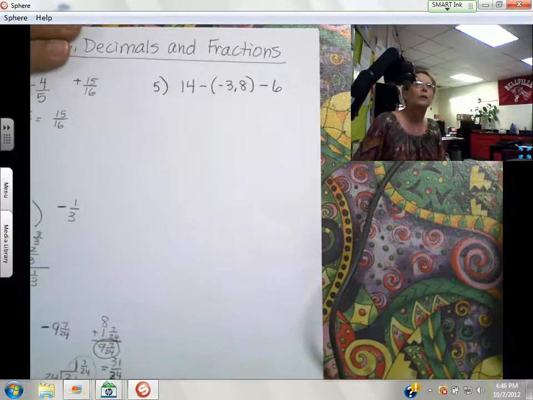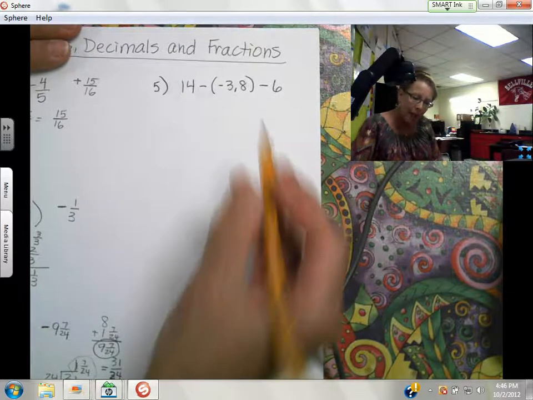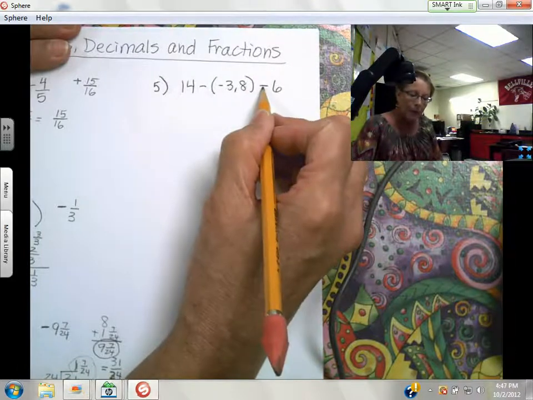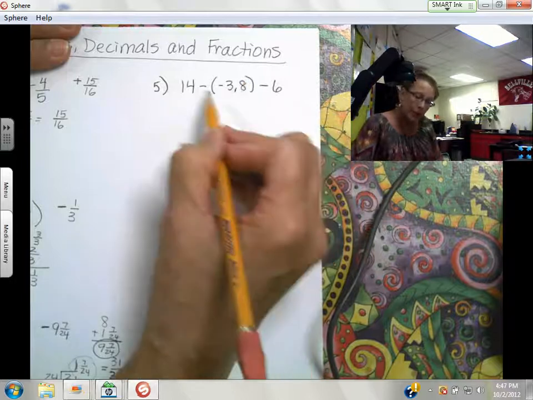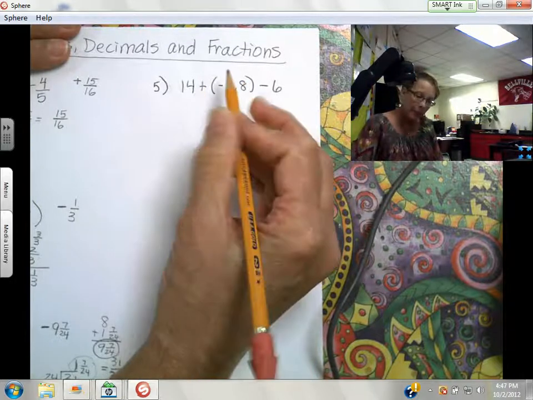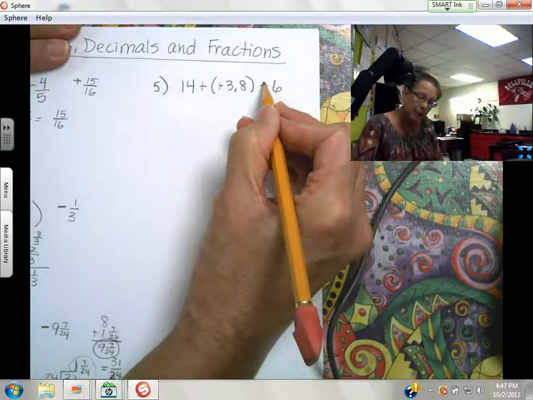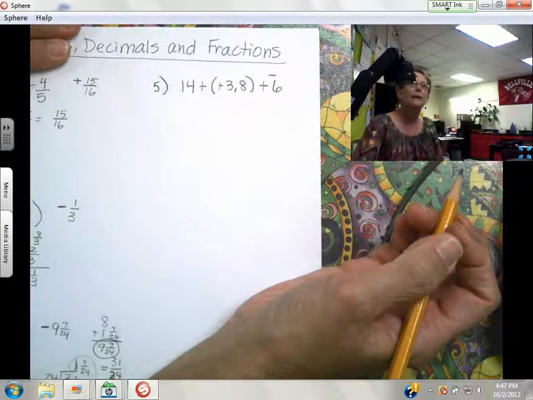Oh, look at this problem. We've got a series of subtraction problems. I've got 14 minus a negative 3 8/10 minus 6. What's our rule? Change subtraction sign to addition, take the opposite sign of the number that follows. Change my subtraction sign to addition, take the opposite sign that follows. Now that looks better.